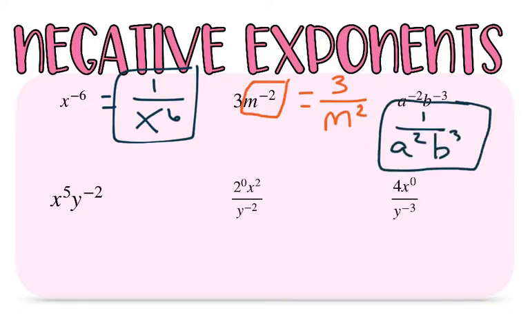Okay, so here's my final answer. Both variables needed to get flipped because both variables had a negative exponent. And so there's my final answer boxed in.